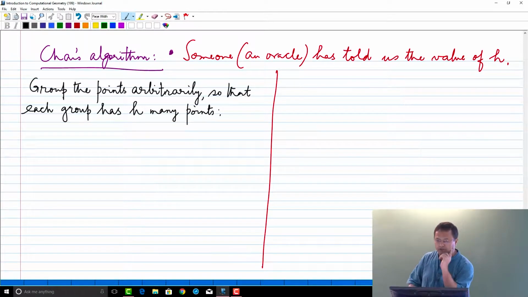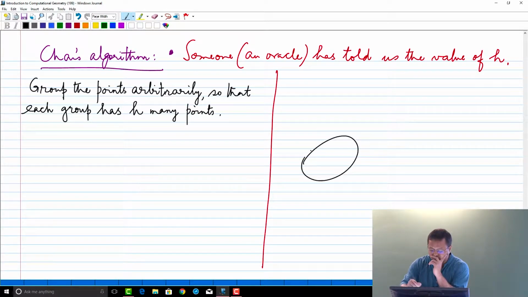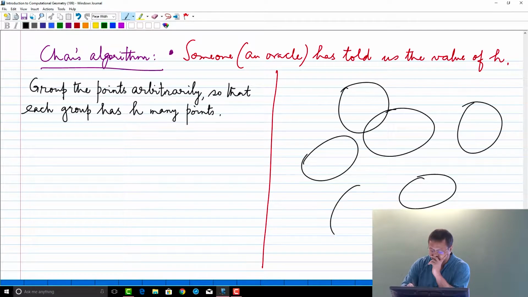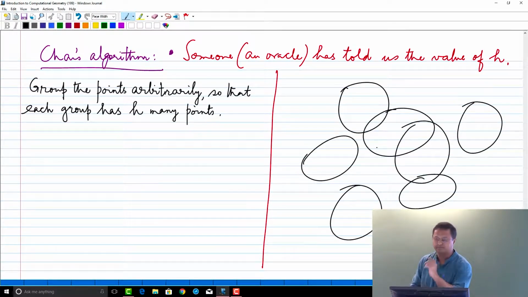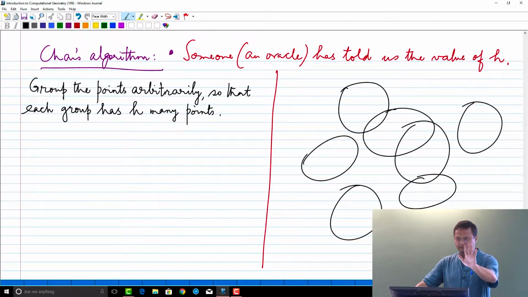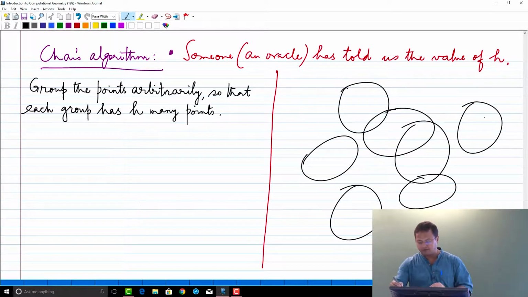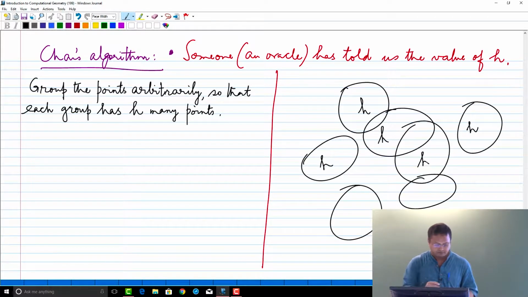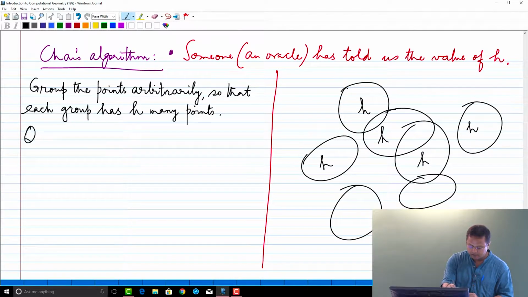So, I group these points arbitrarily, so that each has h many points. Fine. Because someone has told me h. So, each one of these groups has h points. So, how many groups do you have?